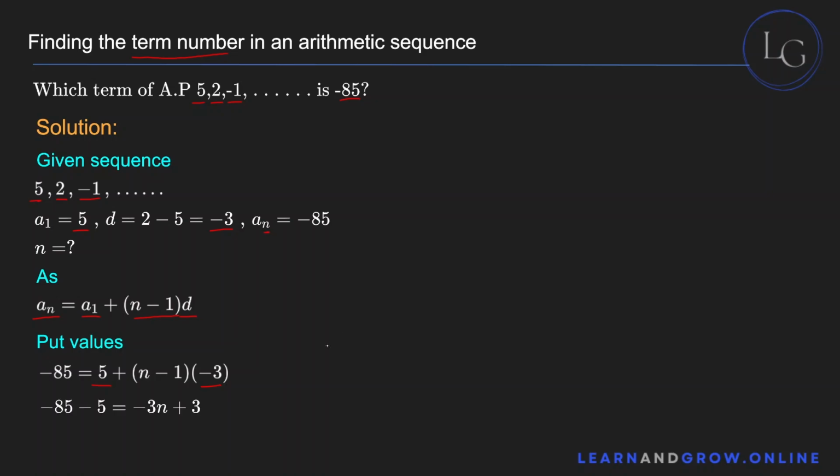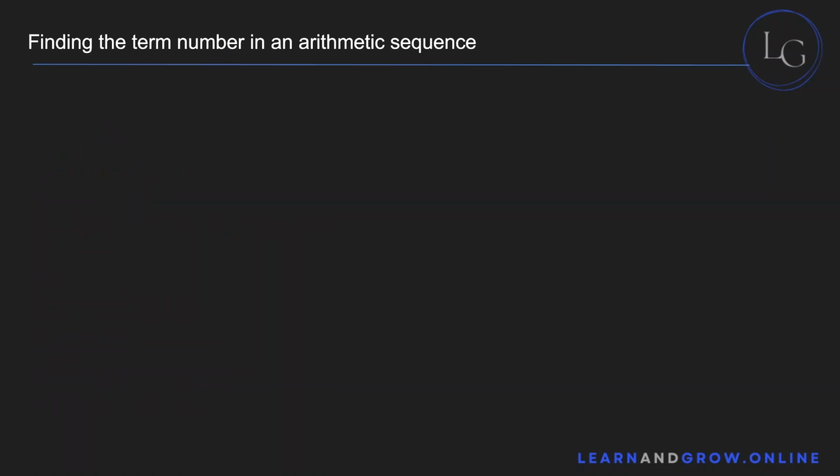So what is n? Well, when you do all the calculations, you find out that the value of n is equal to 31. And since this is an integer, we know that minus 85 is in the arithmetic sequence. If this was not an integer, that would mean that minus 85 was not even in the arithmetic sequence. Since it is an integer, it is in the arithmetic sequence, and the term number for minus 85 in the arithmetic sequence is 31.